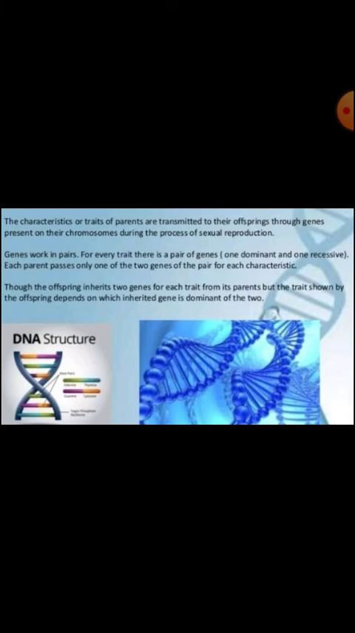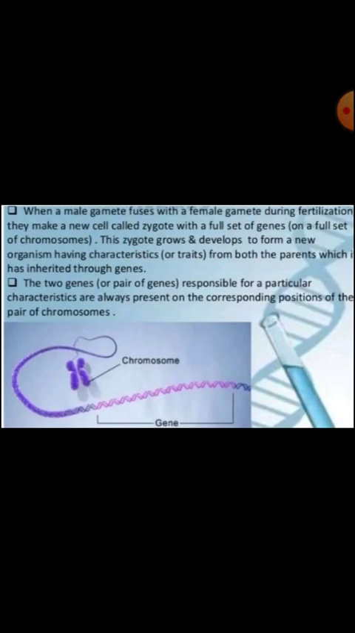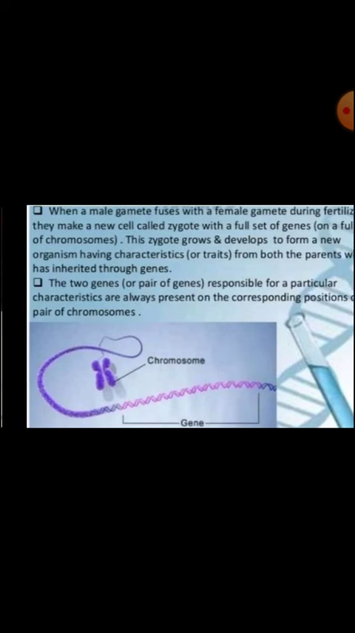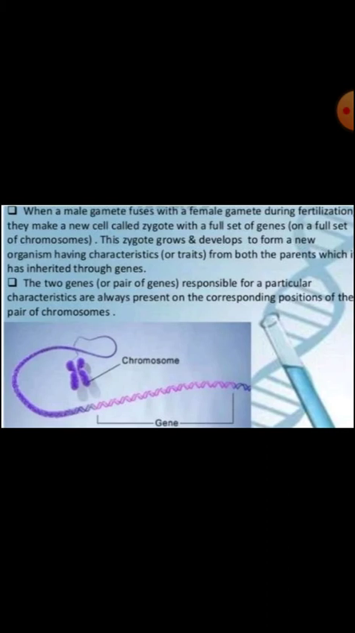The characteristics or traits of parents are transmitted to their offspring through genes present on their chromosomes during sexual reproduction. When a male gamete fuses with a female gamete during fertilization, they make a new cell called the zygote with a full set of genes. That means one set of genes comes from the father and one set comes from the mother, forming the full set of chromosomes. The zygote grows and develops to form a new organism having characteristics from both parents, inherited through their genes.